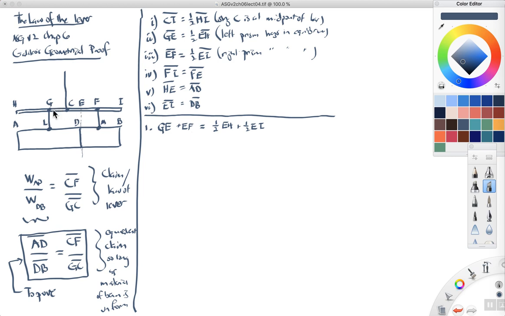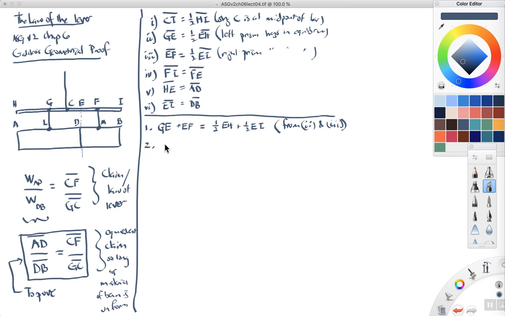What are we saying? That's GE and EF is 1/2 HE and EI. What we're saying follows from points 2 and 3. Okay? Because GE and EF, so GE plus EF, if you add these two together and you add these two together, they still have to be equal to one another. Okay? So we're basically adding equation 2 to equation 3.